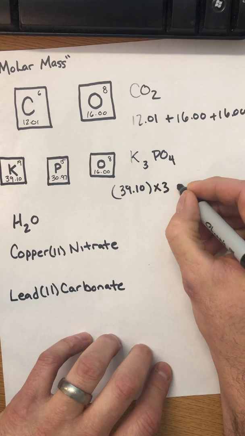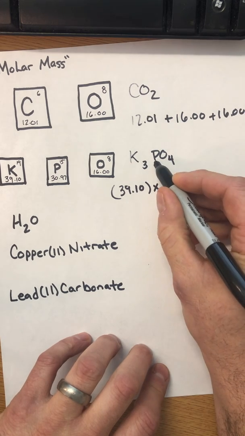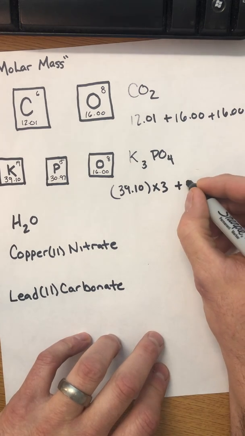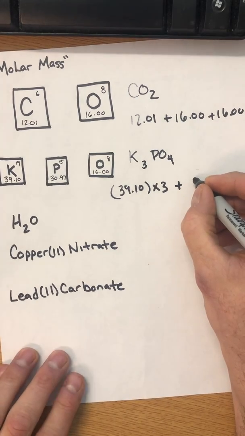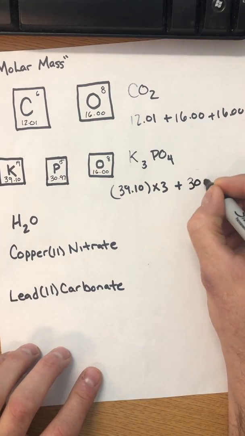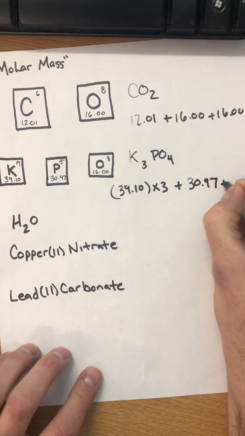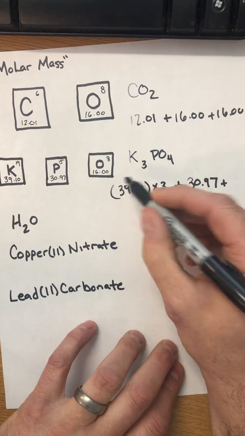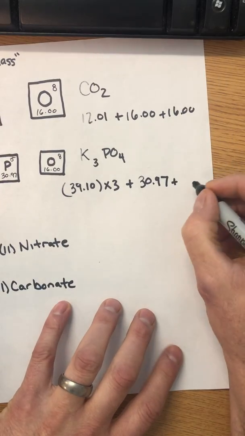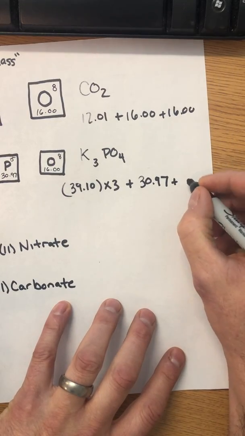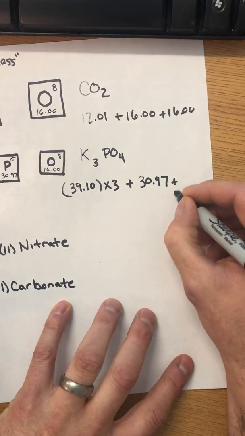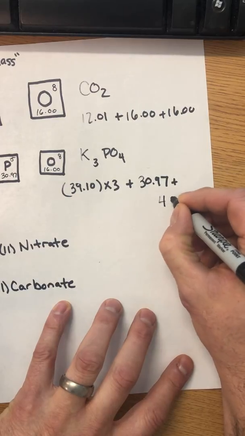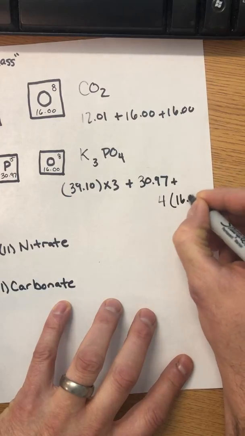And then we're going to add that to the mass of 1 phosphorus atom, which is, let's see, 30.97. And then we've got 4 oxygen atoms to take into account here. So I'm just going to multiply the mass of 4 oxygens, and that is 4 times 16, right?